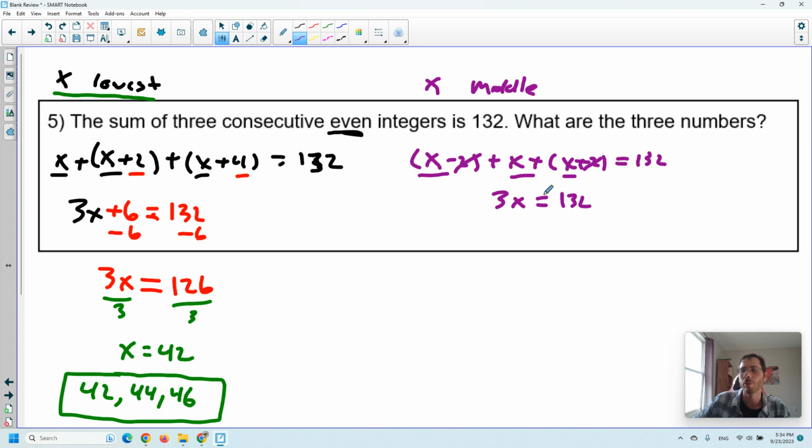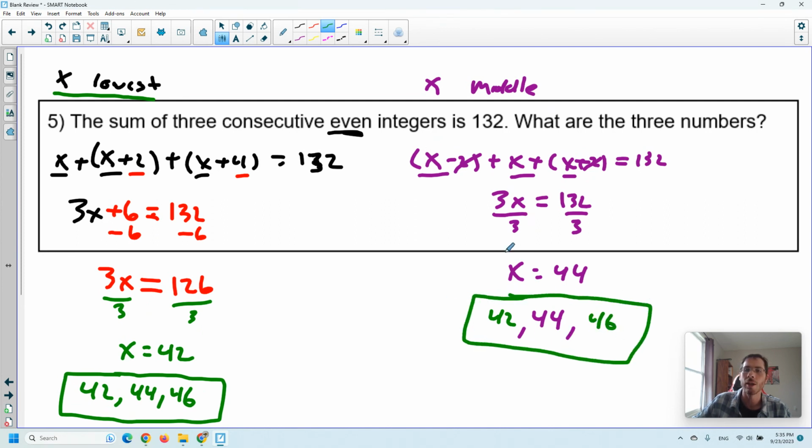So on the quiz, a lot of people solve this equation, which is perfectly fine. We divide both sides by 3, and we get x equals 44. But we said 44 was in the middle, so 44 we'll write first, and then the other 2 numbers are going to be 42 right before, even, 46 right after, even, and we get the same answer. So again, you can do this either way that you like. So that's two different ways to do the question.